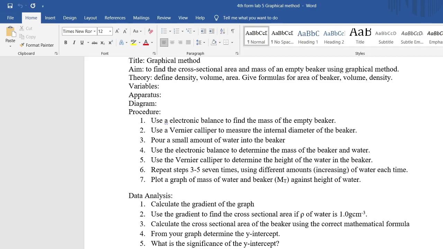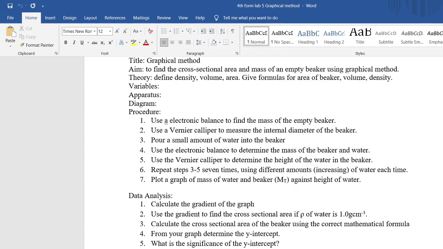We were provided with a data sheet, and we're going to look at plotting a graph of mass versus height of water. The mass of the beaker will go on your y-axis, and the height of water will go on your x-axis. After you calculate your gradient, your unit will be grams per centimeter.